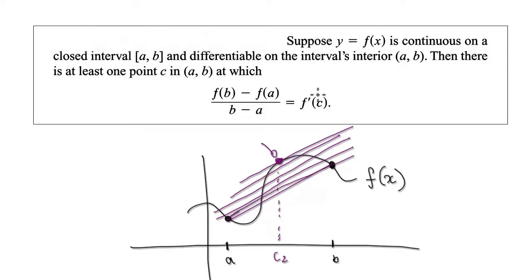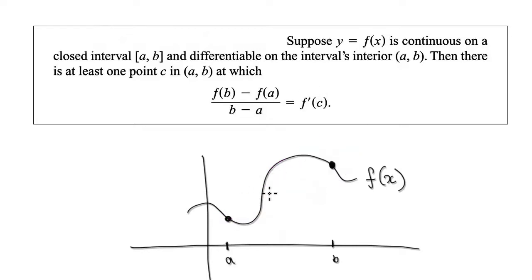So that's what the theorem is saying. It's saying that no matter what function you give me, as long as it's continuous and differentiable, there exists a c somewhere between a and b where the gradient of the function, the gradient of the line itself, will be the same as the average gradient. So let me give you an example.